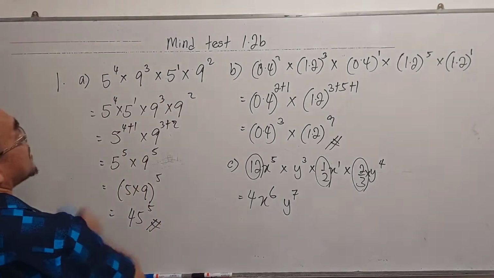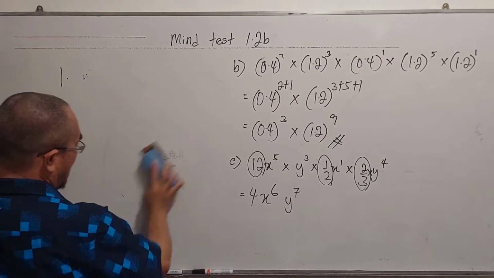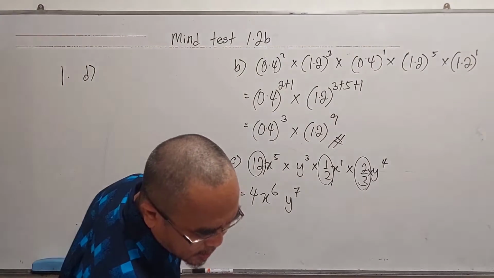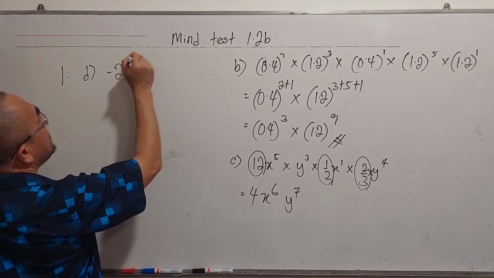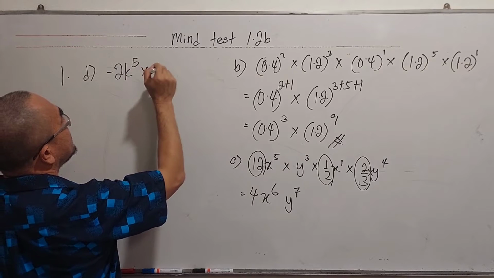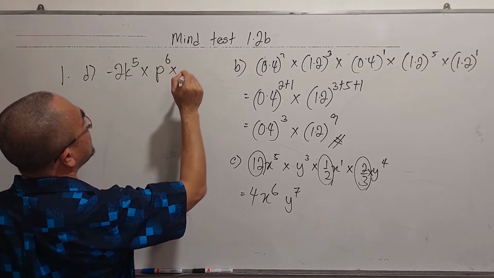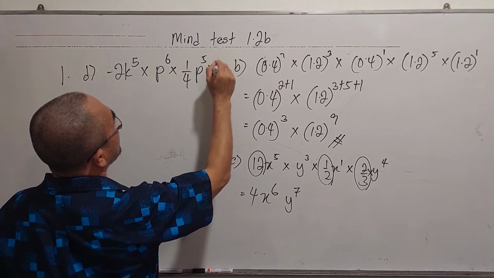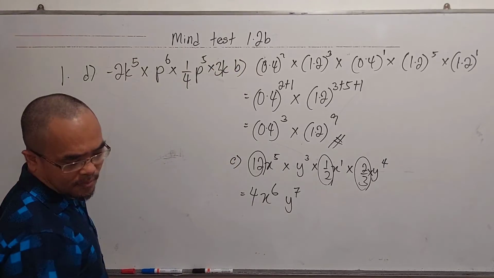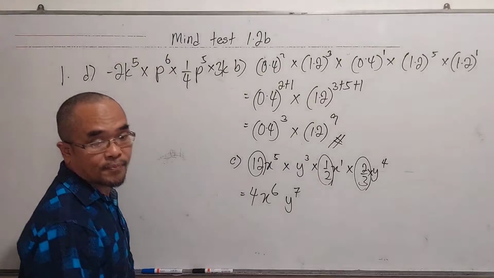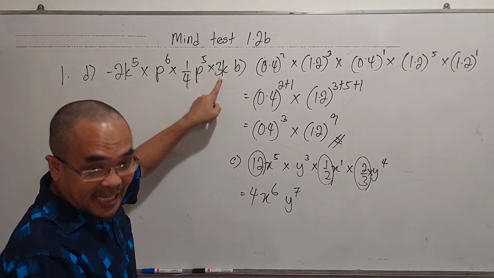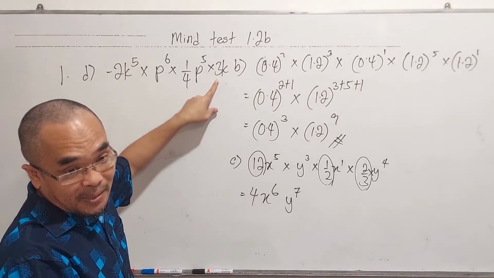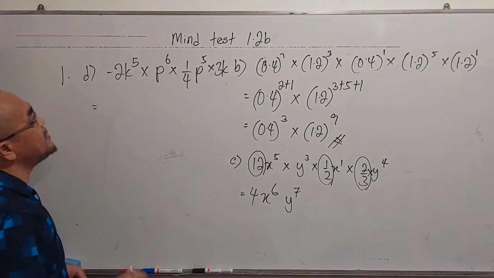Okay, let's do another one. I think you are confused a little bit on that, on the C. Read out: negative 2k to the power of 5 times p to the power of 6 times 1 over 4 p to the power of 5 times 3k. 3k means 3 times k, but you don't have to write down the multiplication. So how do you calculate this one?